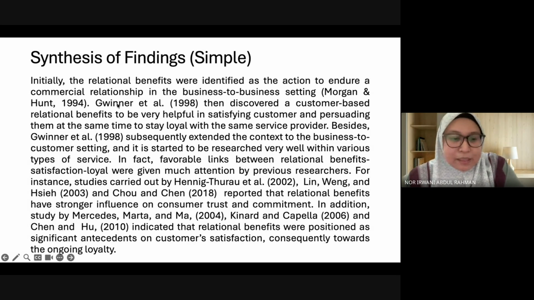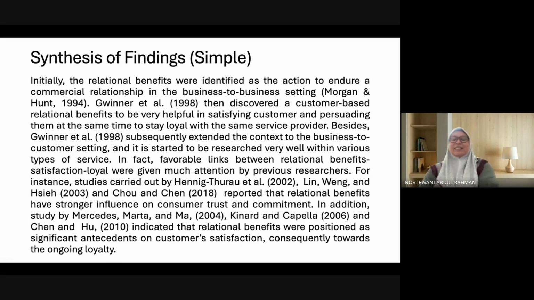Ya, panjang, baca sendiri lah. Okay, take your time to read. Yep. Okay.